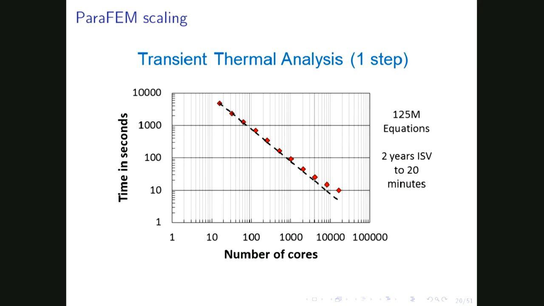So for that type of simulation, this curve shows some of the scaling characteristics of Parafem for a transient thermal analysis. On the left-hand side of this graph we have the time in seconds, and along the bottom axis the number of cores. A problem that runs in around an hour, 2 hours on 16 cores can be reduced to around 10 seconds on, I think that's 16,000 cores on Archer. In this example we're only profiling one step in the analysis, and the full simulation would take around 20 minutes on 16,000 cores.